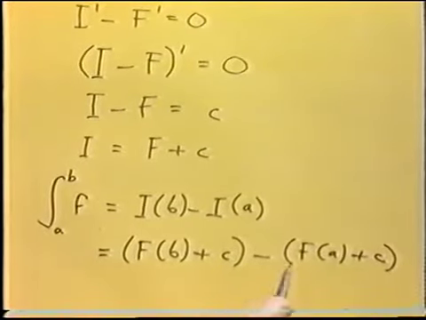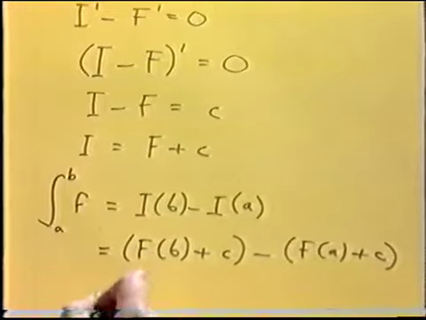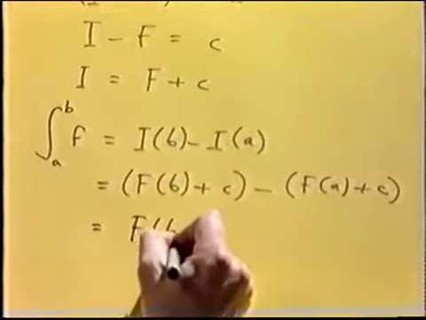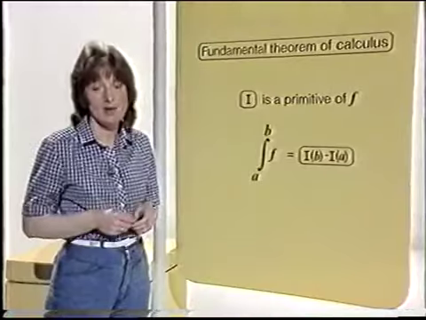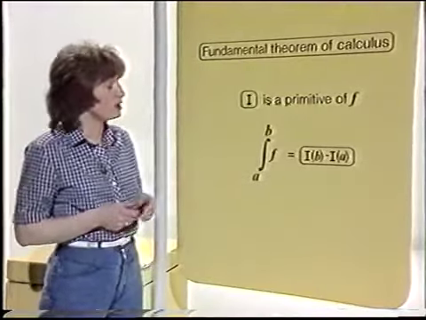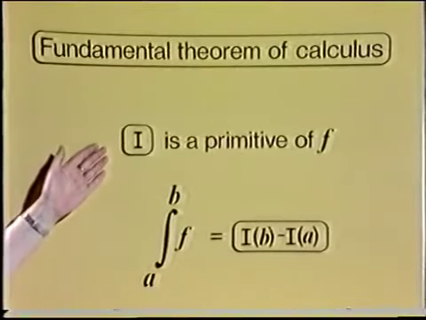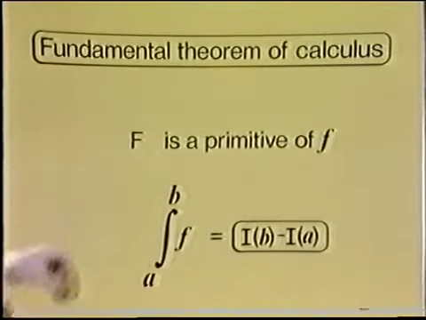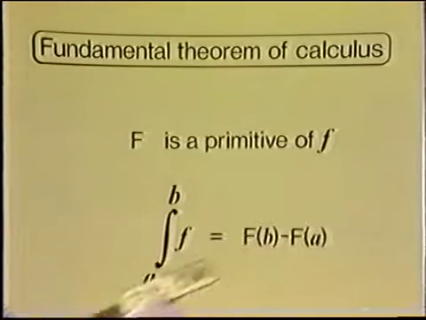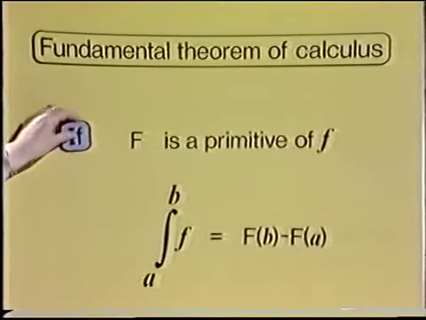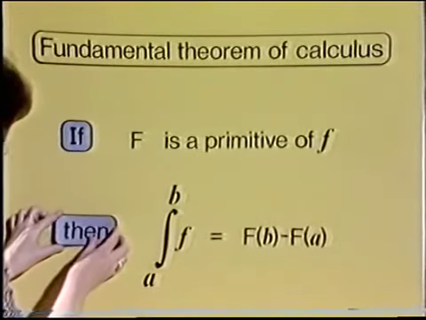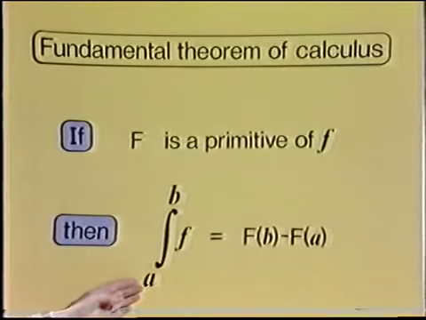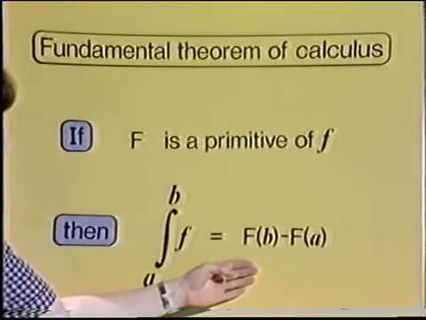And then if we get rid of the brackets, the c's will cancel, and we're left with f of b minus f at a. So what that means is that we can replace I by any primitive of f. What we've got is this, that if big F is any primitive of little f, then the integral of f from a to b is given by this.